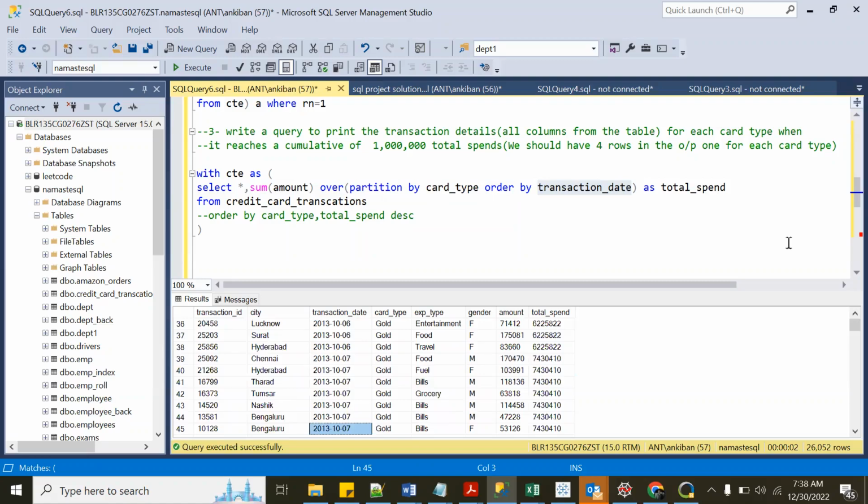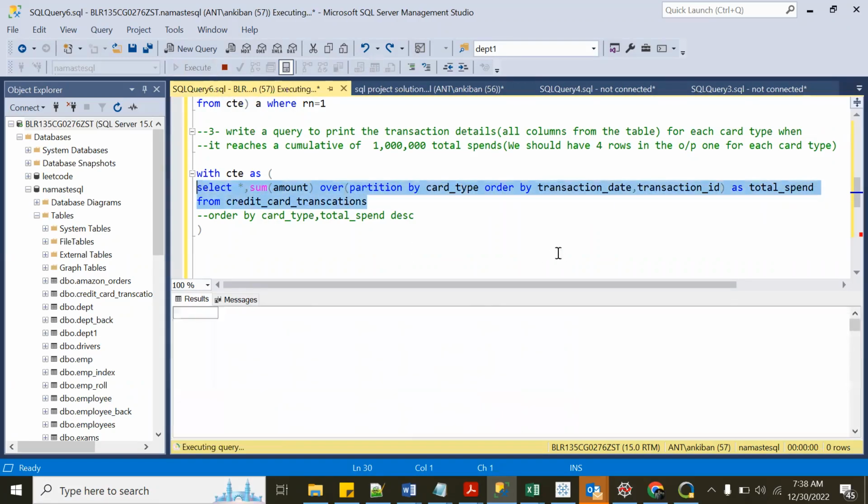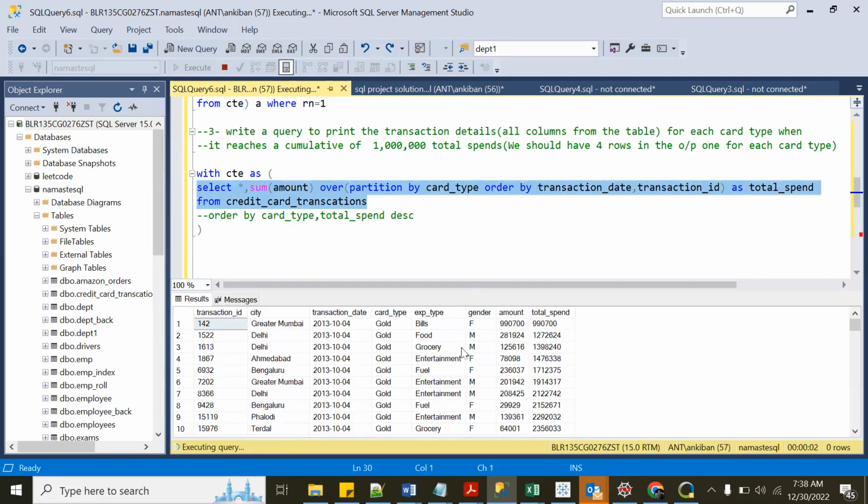Okay. So now what I have done, I have included transaction ID as well here. So the moment I add transaction ID as well, it is making it unique, right? There are no duplicates because transaction ID is unique. First transaction ID is 1, then 2, then 3. So the combination of transaction date and transaction ID makes it unique for order by clause, and we won't get that issue. Okay. So I hope this is clear. Let me run it again. Okay. So now we are getting the running sum.